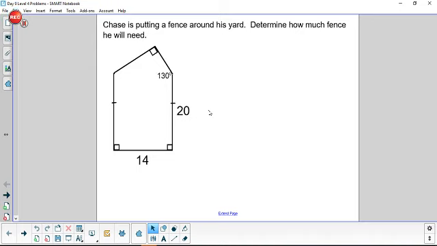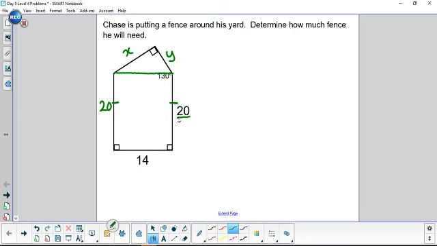Well, we know that this side here is 20, and these markings mean they're congruent, so this side will also be 20. And then we've got 14 along the bottom. Problem is, we do not know the lengths of these two sides here, so we are going to have to find them. What we can do is create a right triangle.